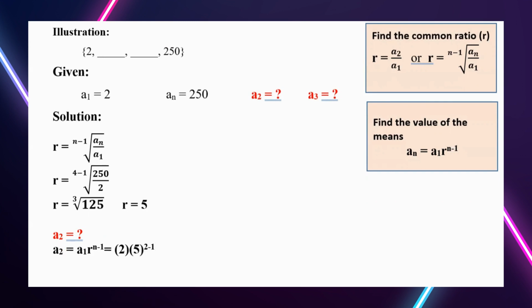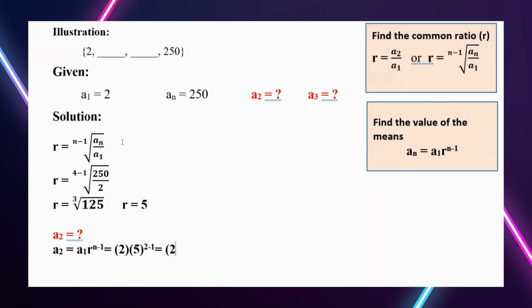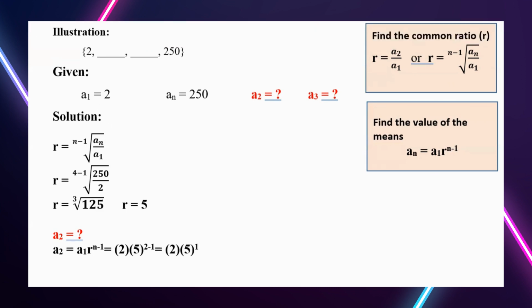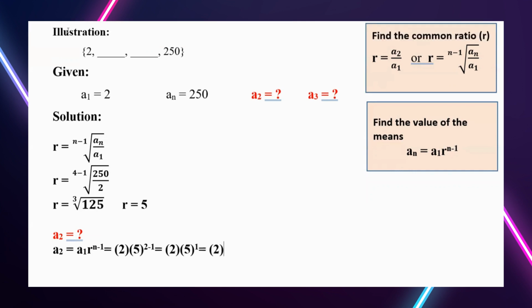Next, simplify the equation. So therefore, 2 times 5, 2 minus 1 is 1. And simplify. Therefore, we have 2 times, what is 5 raised to 1? We have 5. And the product of 2 and 5 is, very good, 10. Therefore, our a sub 2 is positive 10.